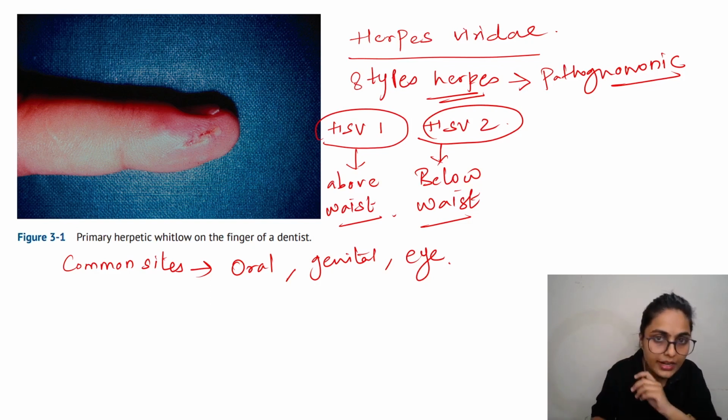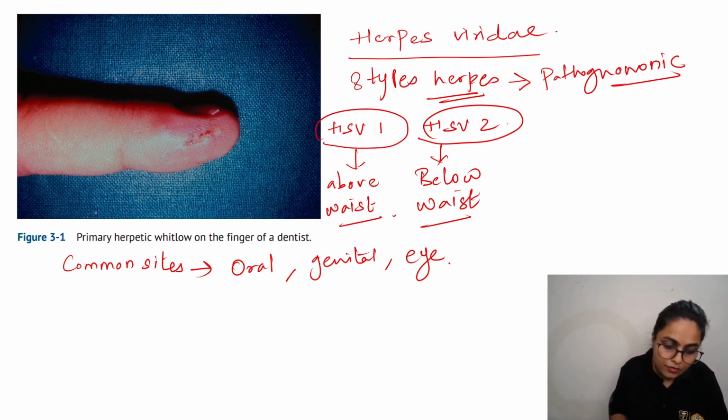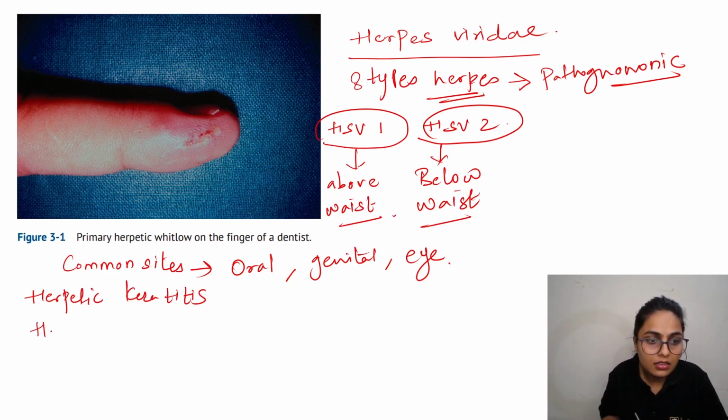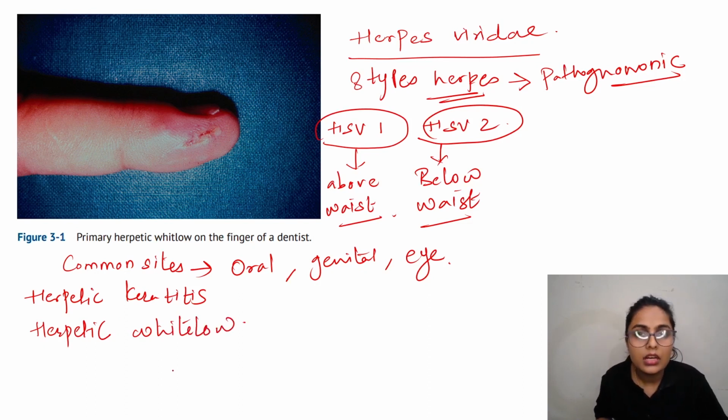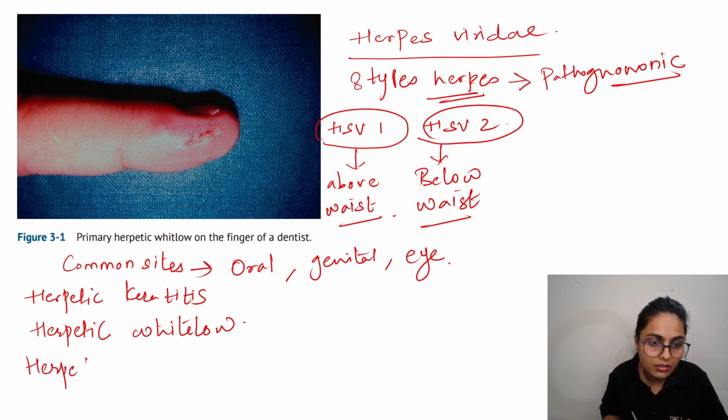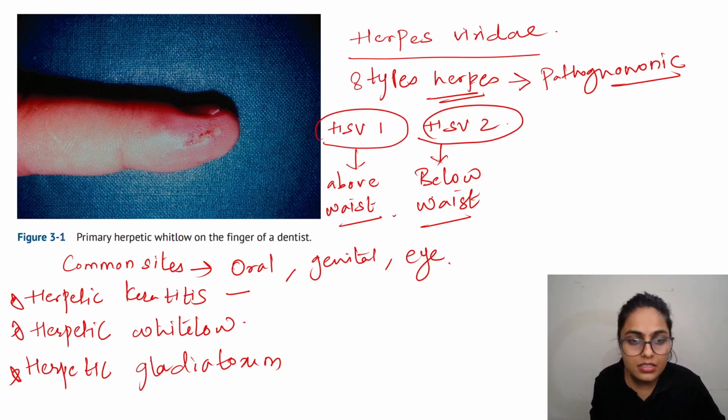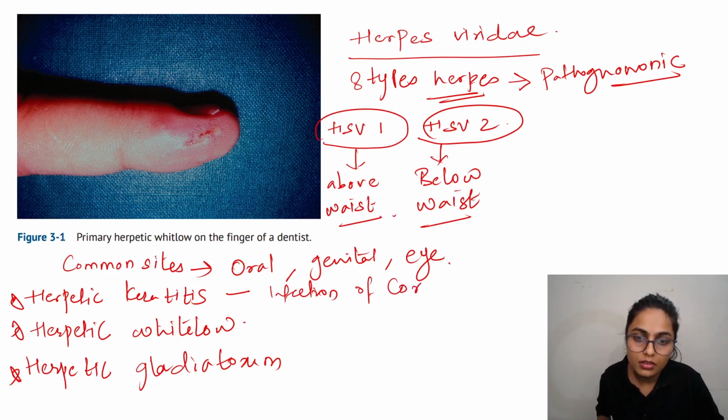Now, I'm going to give you three terminologies which are very important, which can be asked as direct MCQs. First is herpetic keratitis. Second one is herpetic vitello. Third one is herpetic gladiatorum. Just remember these three terms. So, what is herpetic keratitis? It is infection of the cornea by HSV.